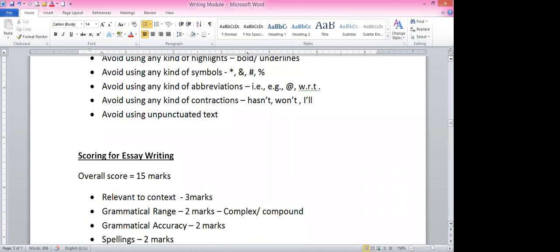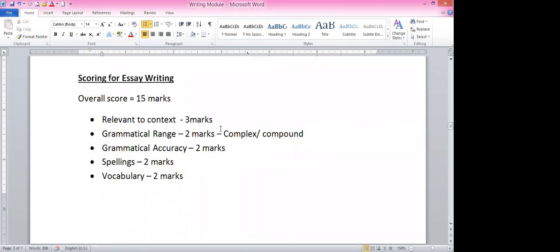All right. Now your score for essay writing is 15 marks, as I said, divided into these parts: relevant to context. So topic is about online education. You're not writing about traditional classes. Topic is about distance learning. You're not writing something about regular classroom activities. So these things you must be clear. You're not writing something different.